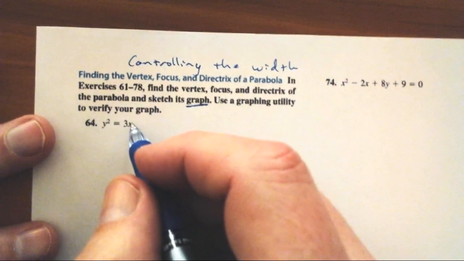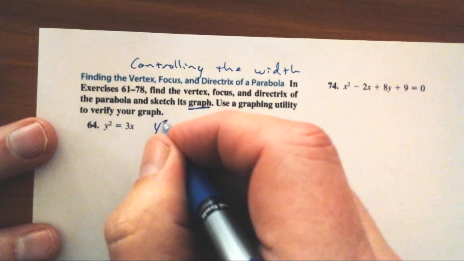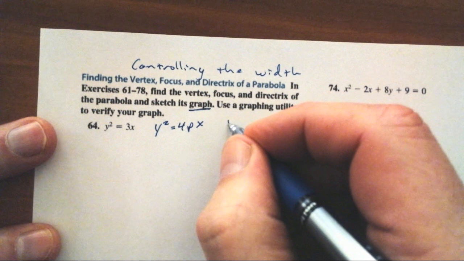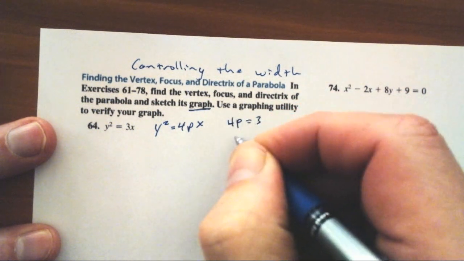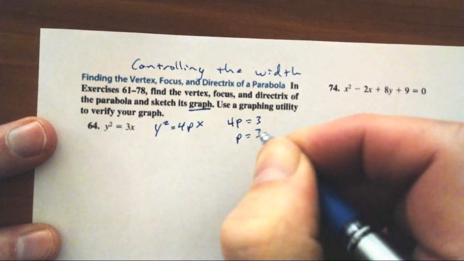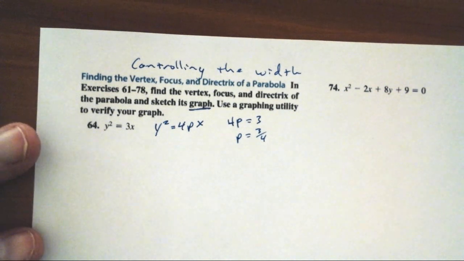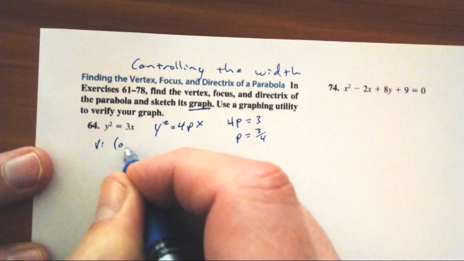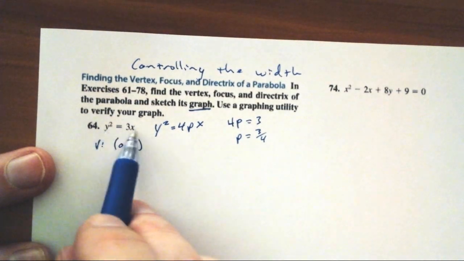So this is in standard form. This is in the form y squared equals 4px. So 4p is equal to 3, p is equal to 3/4. This is a positive y squared parabola. The vertex of this parabola is at 0, 0.